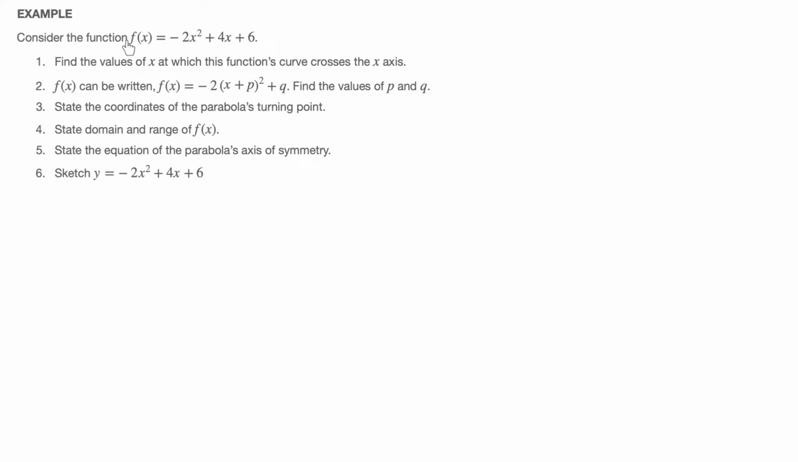Let's see. So our function f of x is negative 2x squared plus 4x plus 6. The first question here is to find the values of x at which this function curve crosses the x-axis. Before I even do that, it's really important to keep in mind that when any function crosses the x-axis, at those points, the y-coordinate is equal to 0.